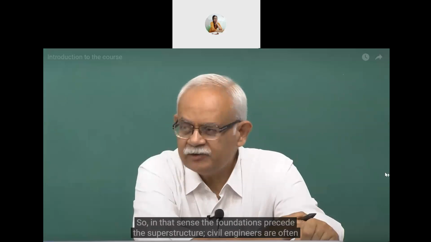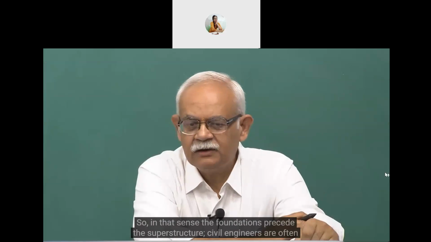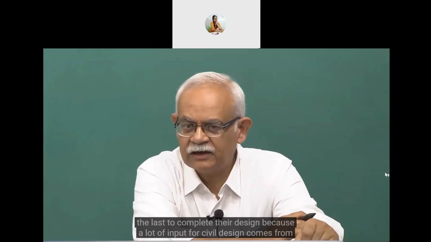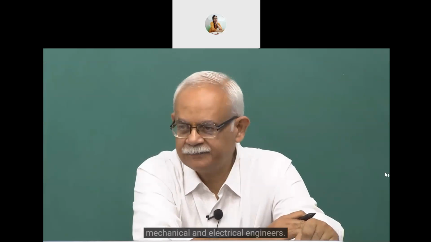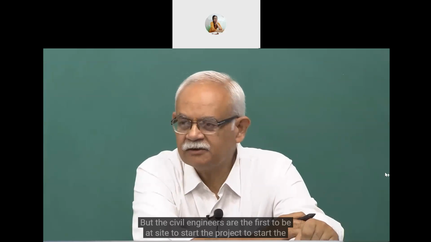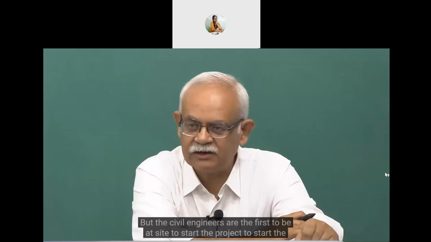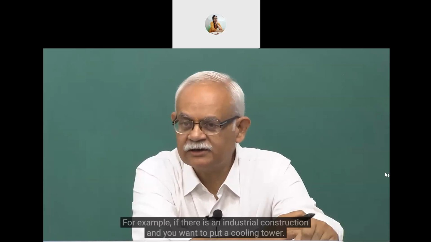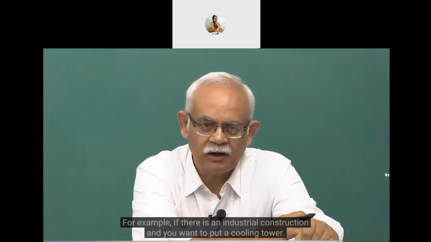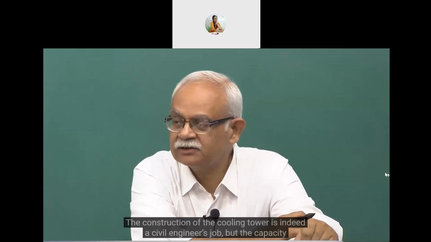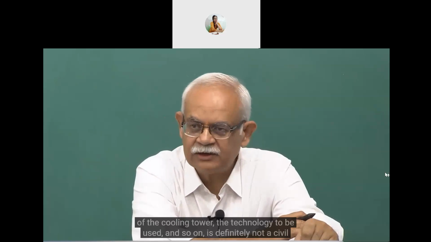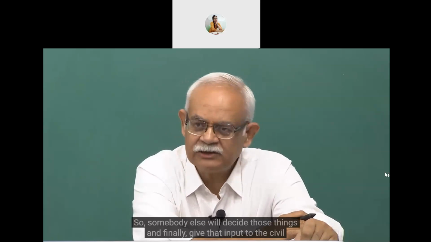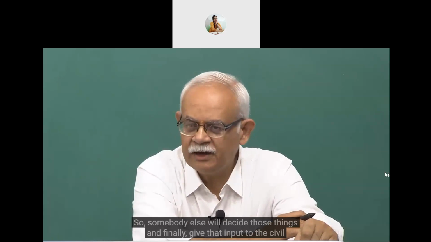Civil engineers are often the last to complete their design because a lot of input for civil design comes from mechanical and electrical engineers. But the civil engineers are the first to be at site to start the construction in the project. For example, if there's an industrial construction and you want to put a cooling tower, the construction of the cooling tower is indeed a civil engineer's job, but the capacity of the cooling tower, the technology to be used and so on is definitely not a civil engineer's cup of tea. So somebody else will decide those things and finally give that input to the civil engineer who has to start his design.